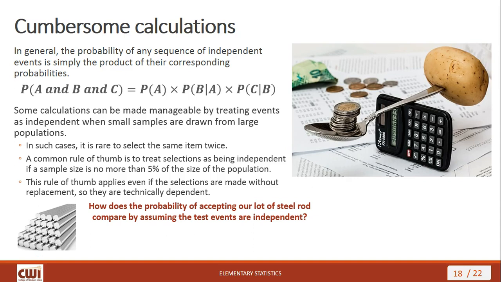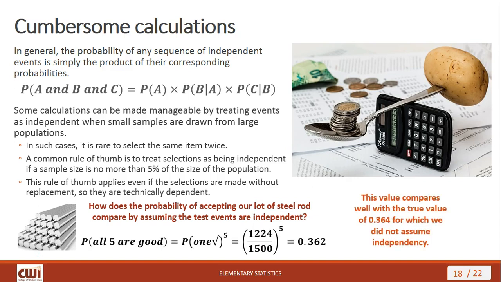That greatly simplifies our calculation, because here's how it comes out. We take the probability of one of them checking out multiplied by itself 5 times. So we're raising it to the 5th power. So we take the 1 fraction that we had at the start, the 1224 over the 1,500, raise it to the 5th power, and out comes 0.362. Note that this value compares well with the 0.364 probability that we got by noting that the events were dependent.